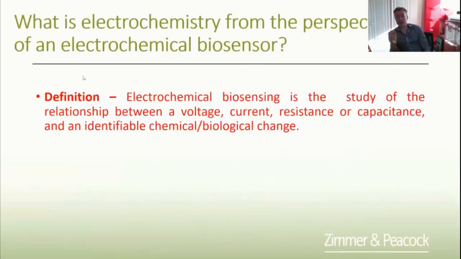Now, what is electrochemistry from the perspective of an electrochemical biosensor? Really, electrochemical biosensing is the relationship between something like a voltage, a current, a resistance or capacitance, and a change in a chemical or biological event. For example, you can make a COVID-19 electrochemical sensor, and you could have a change in the resistance of an electrode due to the binding of the COVID-19 virus. So electrochemistry is the electrical way of measuring chemical and biological events, and we use it in order to sense.